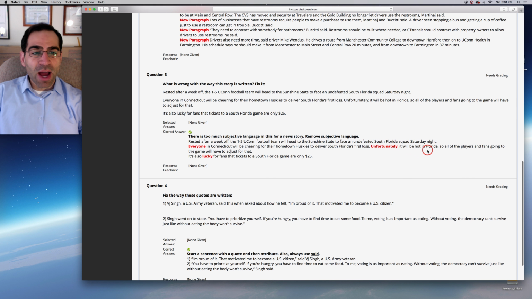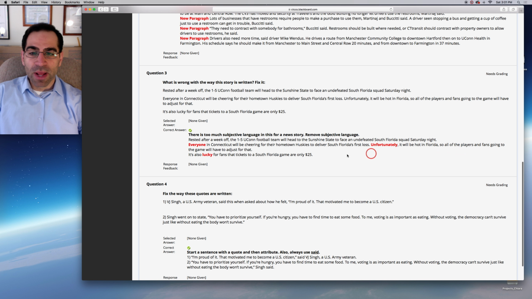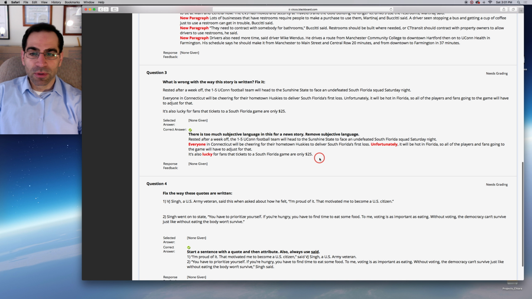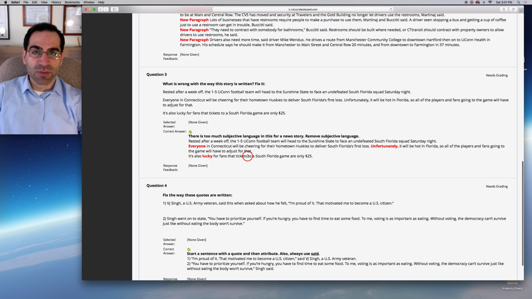Unfortunately, it will be hot in Florida, so all the players and fans going to the game are going to have to adjust for that. Well, we don't really know if it's unfortunately. Sure, some players might not want to play in the heat, and some fans might not want to go to the heat. Maybe there's some Florida players from UConn that come from warmer climates that feel more at home in the heat.